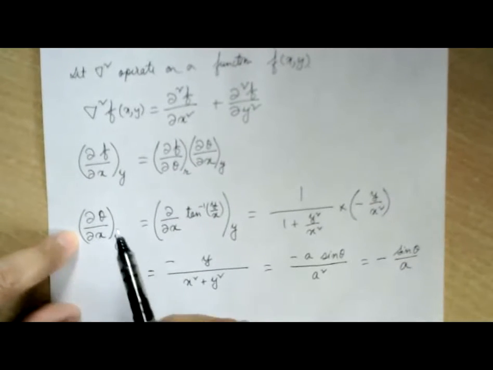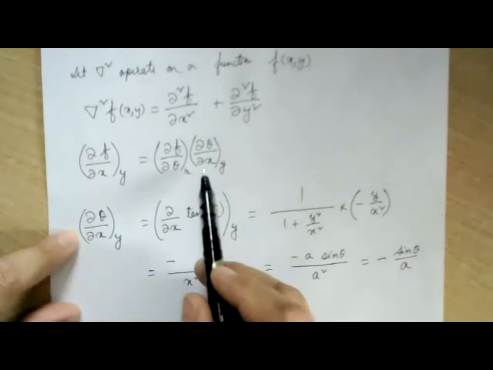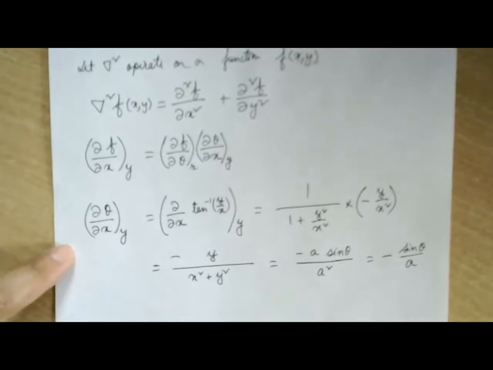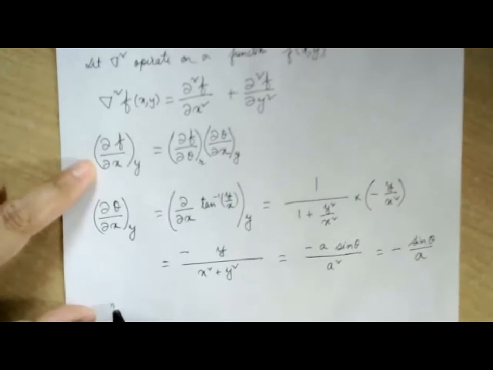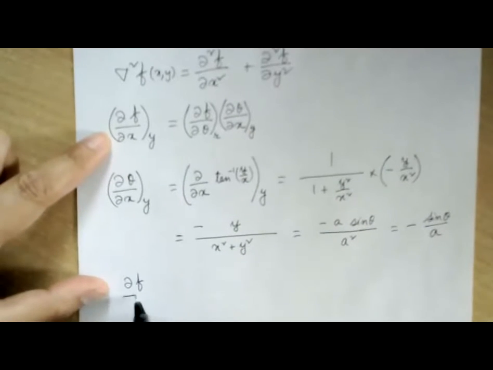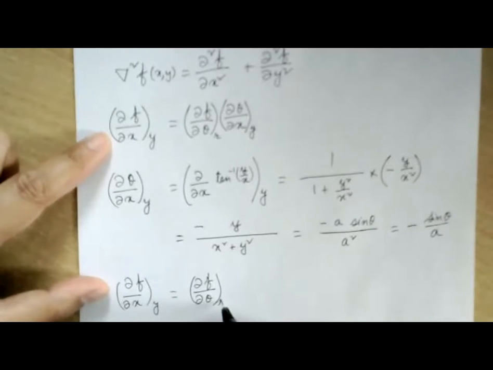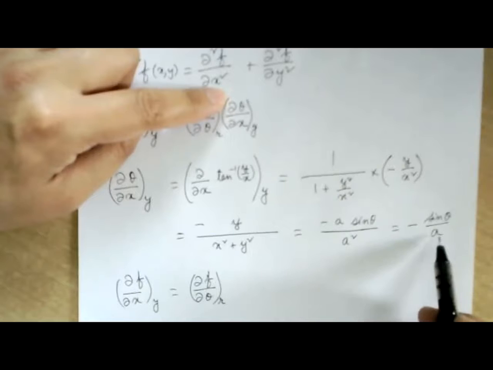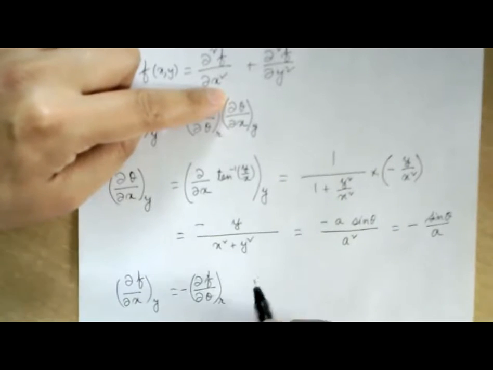So now we can substitute this value in this expression, and we get del f by del x at constant y is equal to del f by del theta at constant r multiplied by this, and this is nothing but minus sine theta by a.